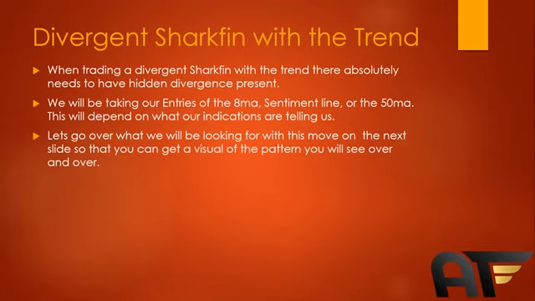Divergent shark fin with the trend. When trading a divergent shark fin with the trend, there absolutely needs to be hidden divergence present. We'll be taking our entries off the 8MA, which is the 8 moving average, the sentiment line, or the 50 moving average. This will depend on what our indications are telling us. Let's go over what we'll be looking for with this move on the next slide so you can get a visual of the pattern we will see.